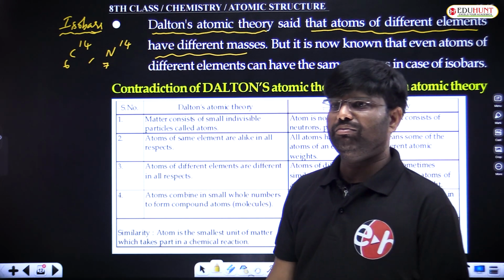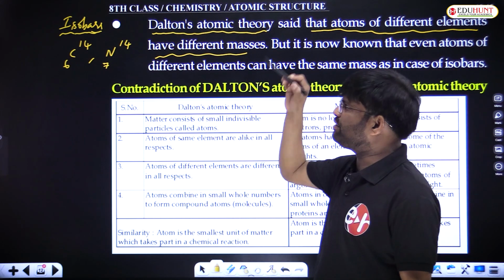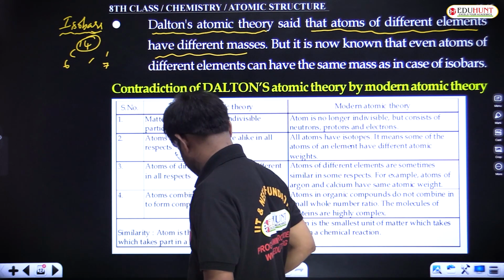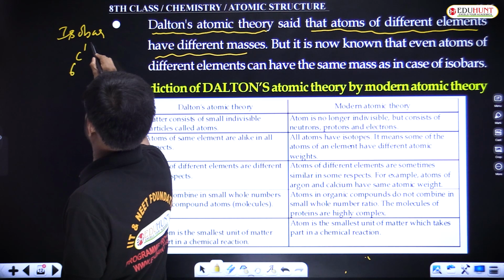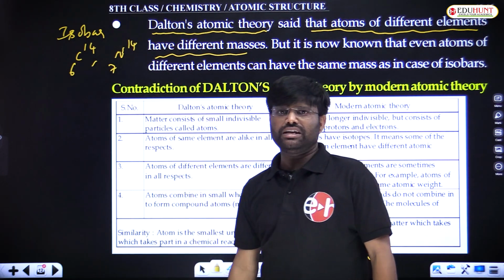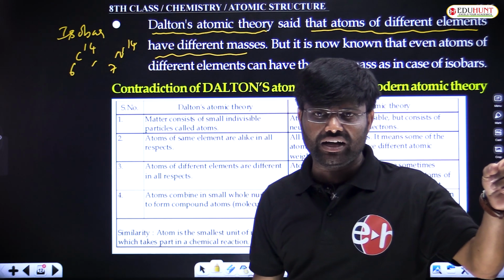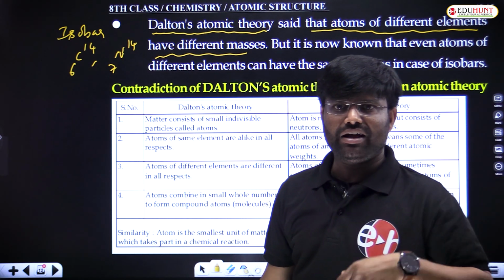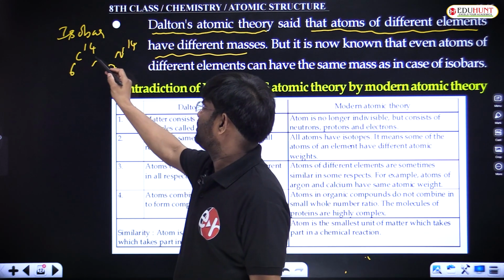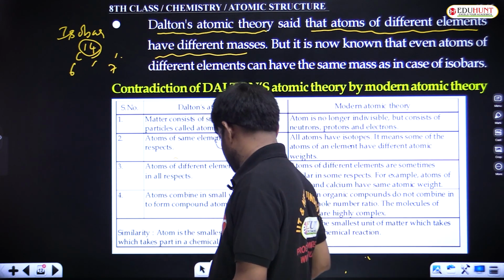Mass is same here, but what does Dalton's atomic theory say? The atoms of different elements have different mass, but here mass is same in the case of isobars, C-14 and N-14. So according to Dalton, atoms of different elements have different mass, but in the case of isobars, atoms of different elements have the same mass number. So that's why this is a drawback.